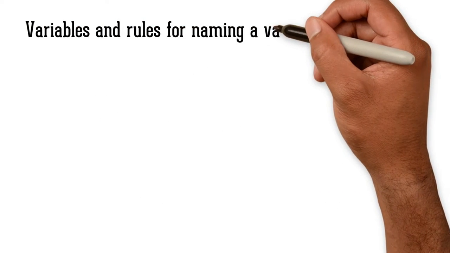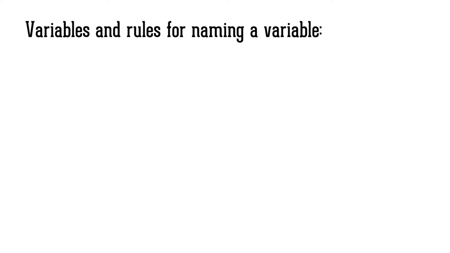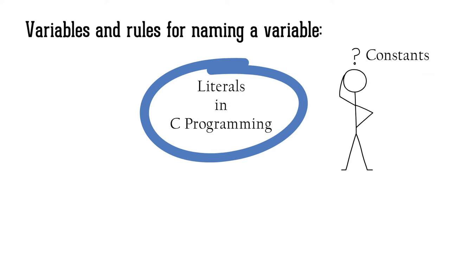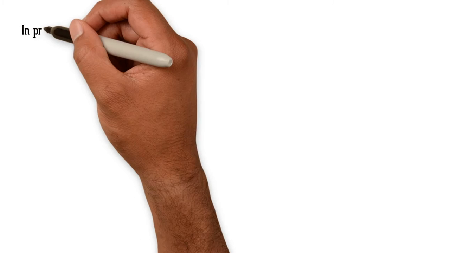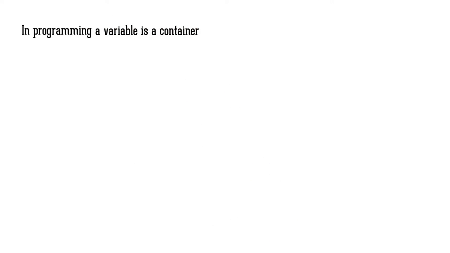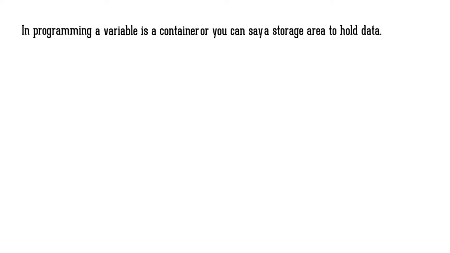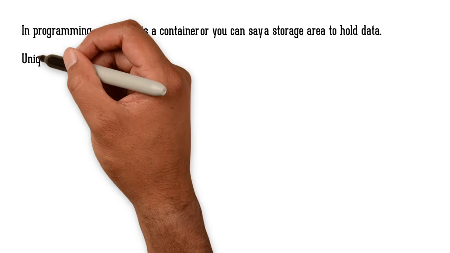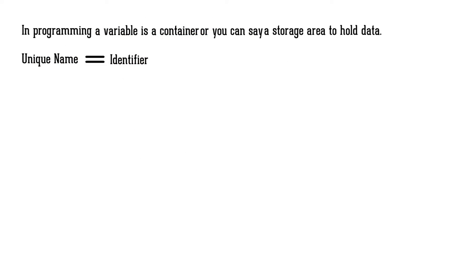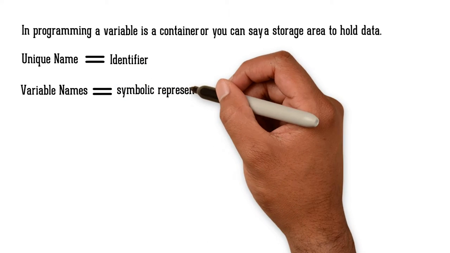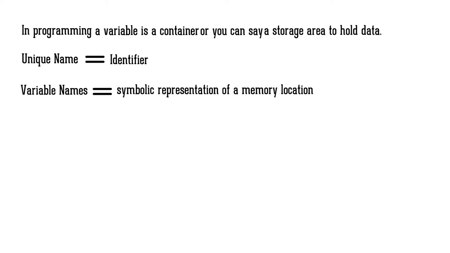Now, you will learn about variables and rules for naming a variable. You will also learn about different literals in C programming and how to create constants. In programming, a variable is a container, or you can say, a storage area to hold data. To indicate this storage area, each variable should be given a unique name, that would be the identifier. Variable names are just the symbolic representation of a memory location.